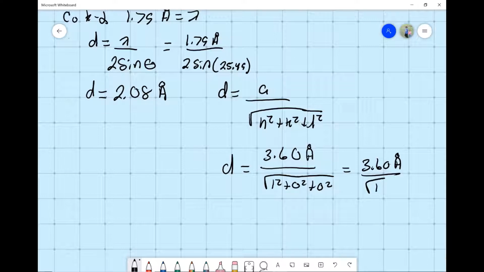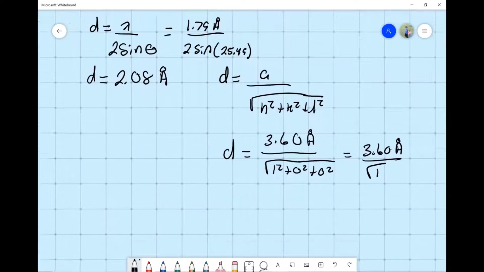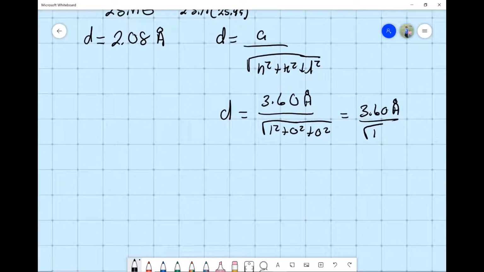One squared is 1. All right, so 3.6 divided by, come on, calculator. 3.6. I'm laughing at myself, because I actually punched that in. And yes, I recorded it.